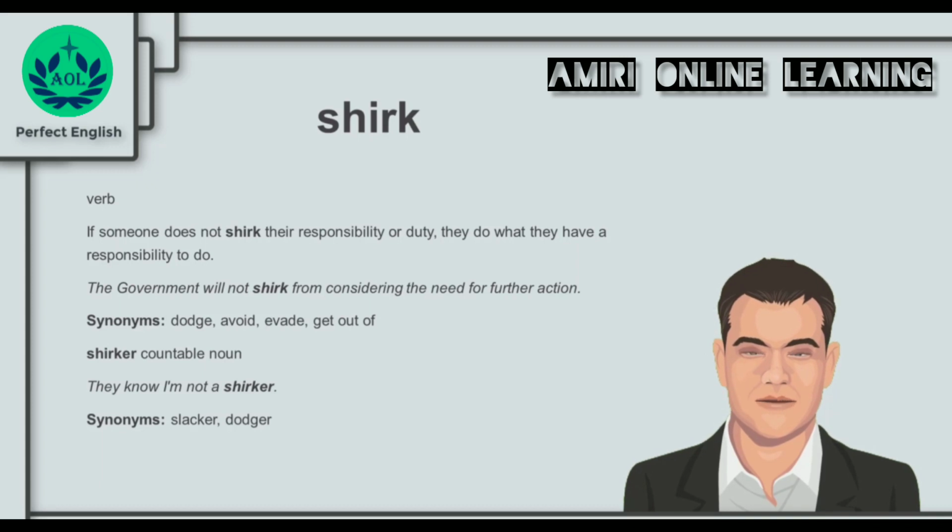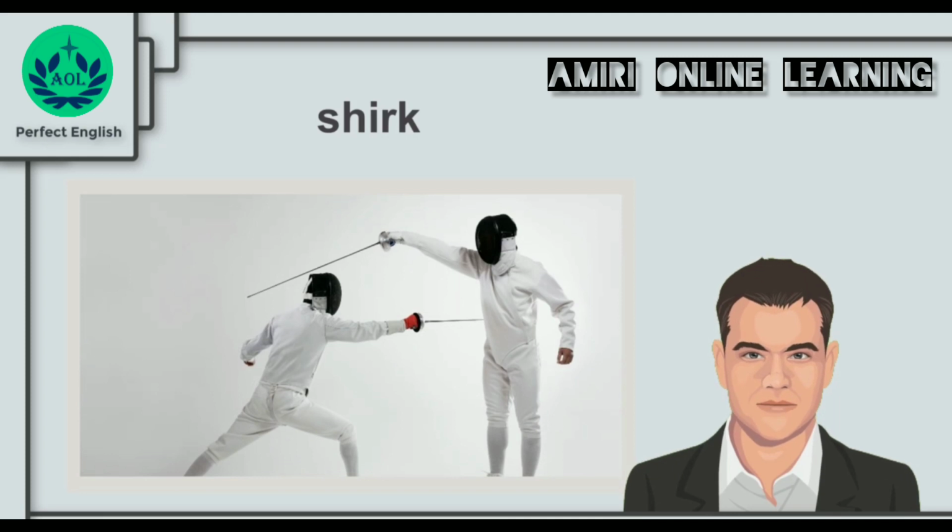And shirker is the countable noun from shirk. For example, they know I'm not a shirker. I'm not a person who evades his responsibility. I'm a responsible person. And synonyms for shirker are the words slacker or dodger. So the next time you remember this picture, remember the word shirk and what it means.